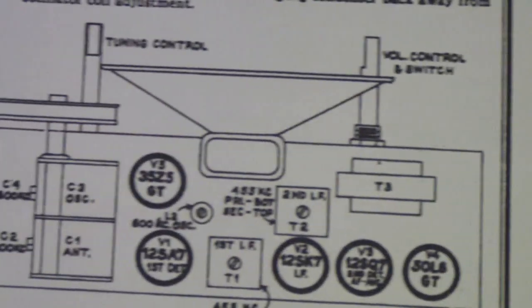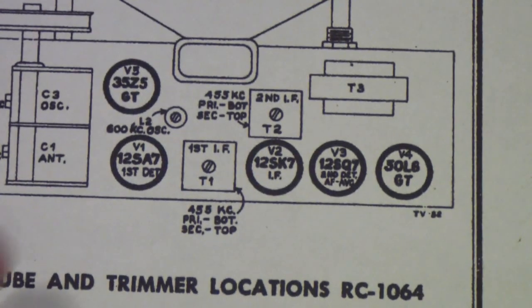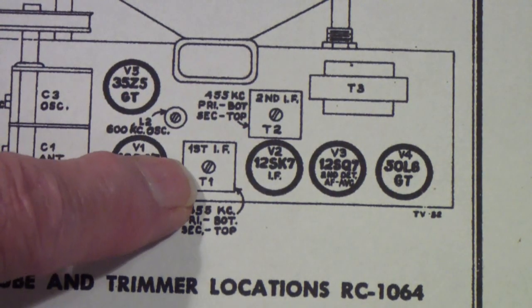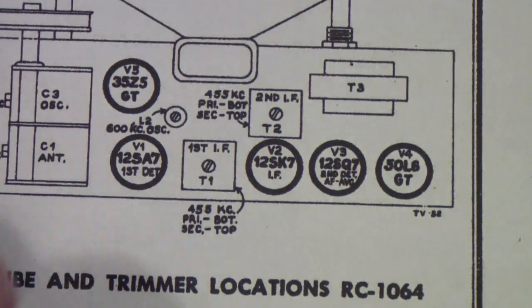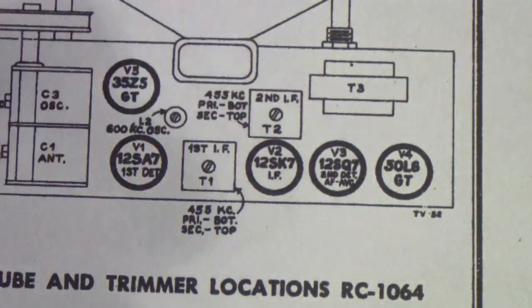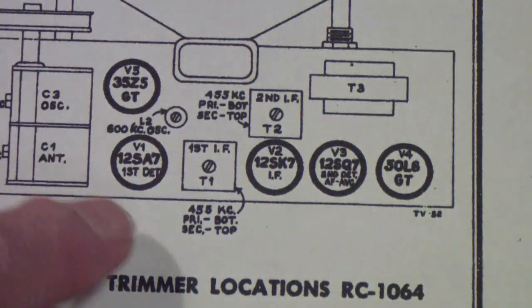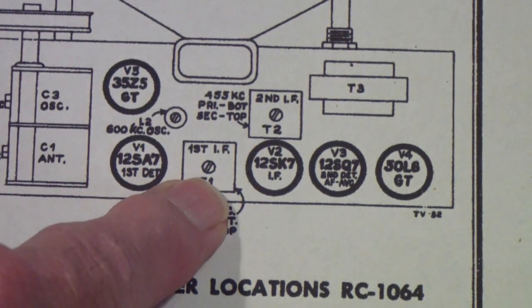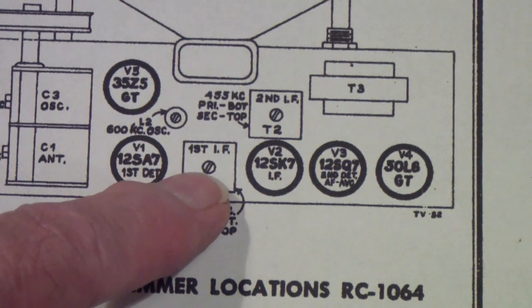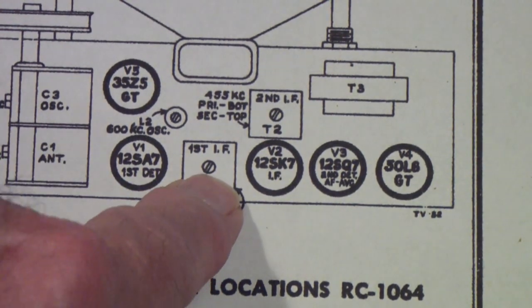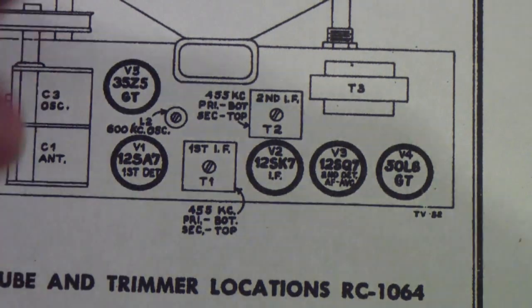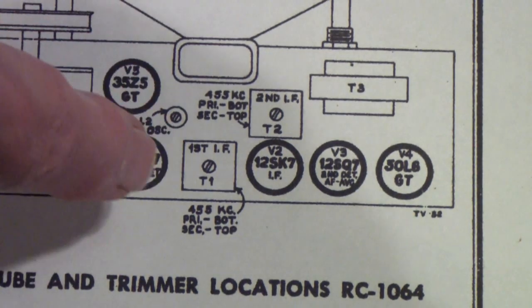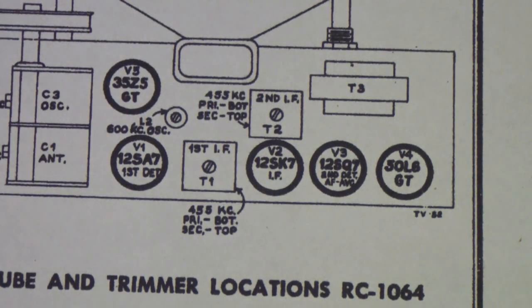Now T1 and T2 are the IF transformers. Now remember, there are two adjustments, one on the top and one on the bottom. Some IF transformers have both adjustments on the top, especially those that use capacitors. These are what are called slug-tuned. In other words, there's a little ferromagnetic material down inside with a screwdriver slot in it, and it's on a threaded insert. And you turn that little slug in and out using an insulated screwdriver.